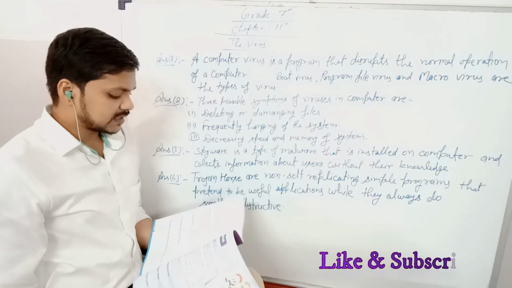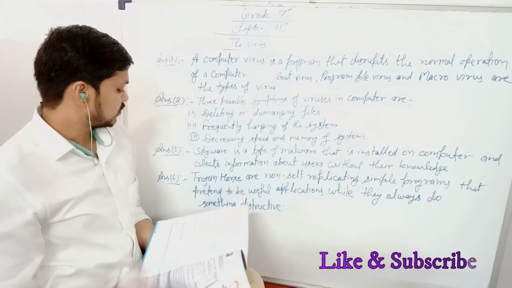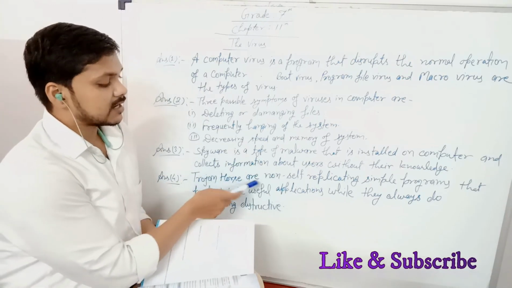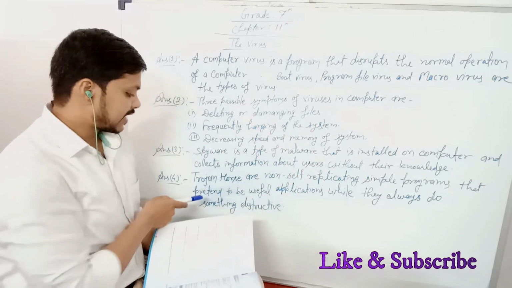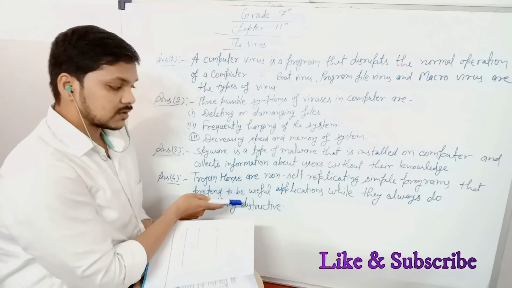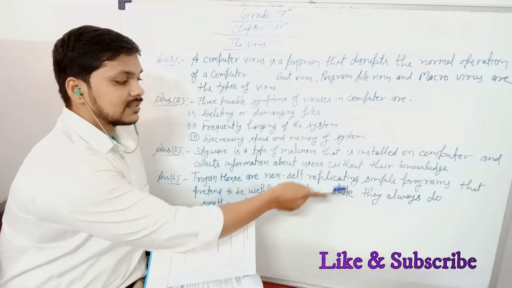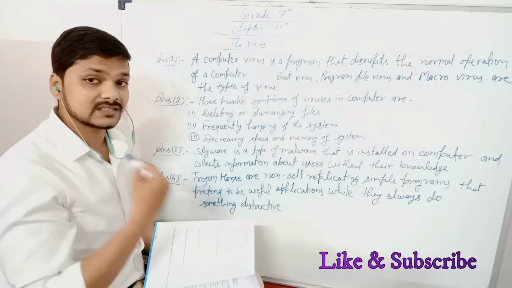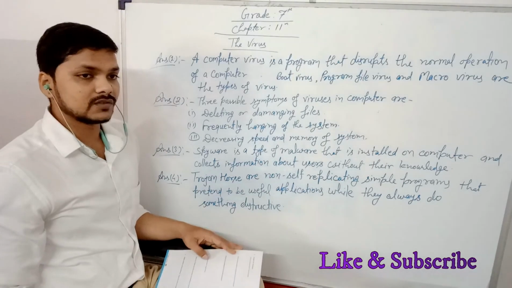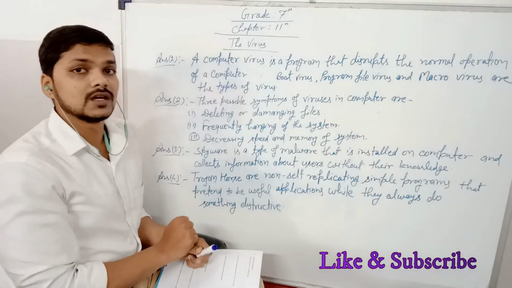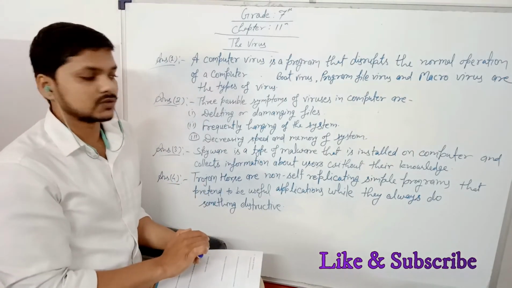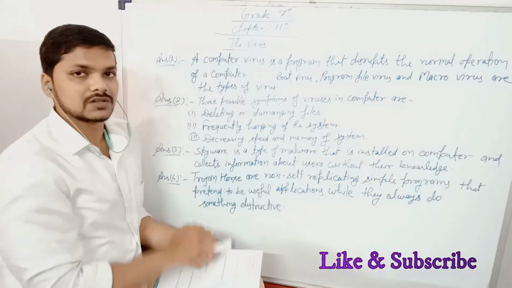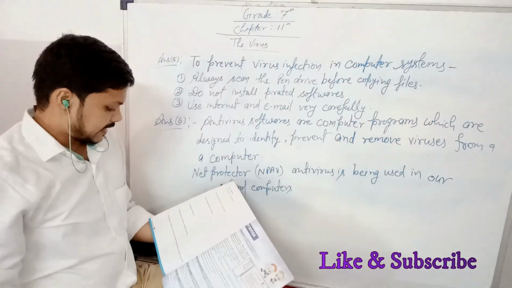Fourth question is, explain the term Trojan horse. So the answer will be, Trojan horses are non-self-replicating simple programs that pretend to be useful applications while they always do something destructive. Means they are showing themselves as very useful, but when we use them, they do something destructive in our systems. These are called Trojan horse. So now the fifth question is here.